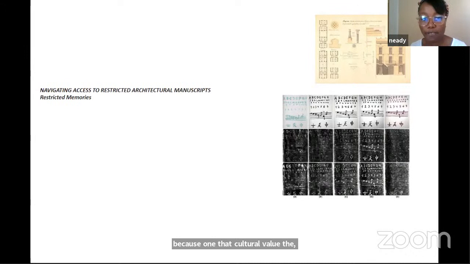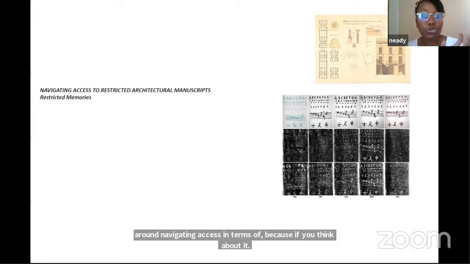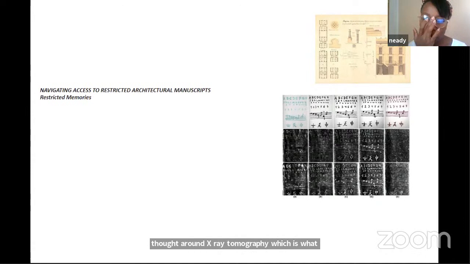And so we had discussions around navigating access, because if you think about it, different forms of archives are restricted in different ways. How can we use the digital to bridge this? So we had thoughts around X-ray tomography, which is described here, a tool that uses X-rays to look into manuscripts and then creates a sort of 2D or 3D visualization of the same.